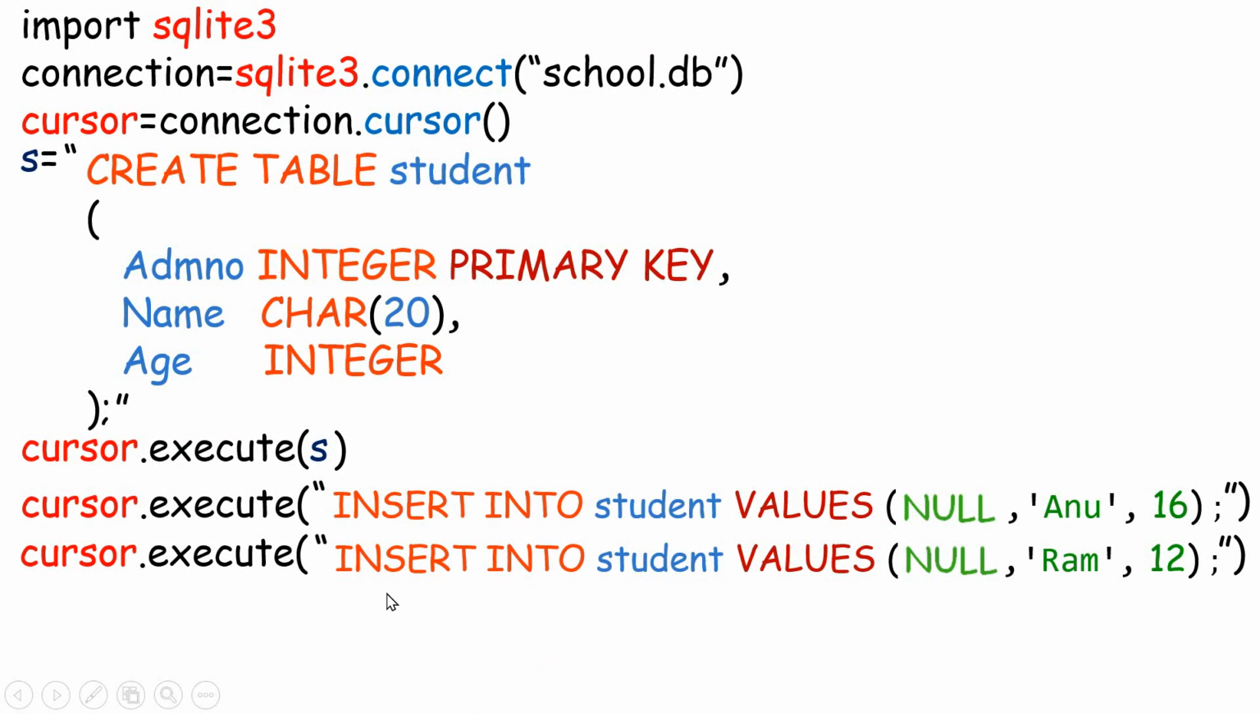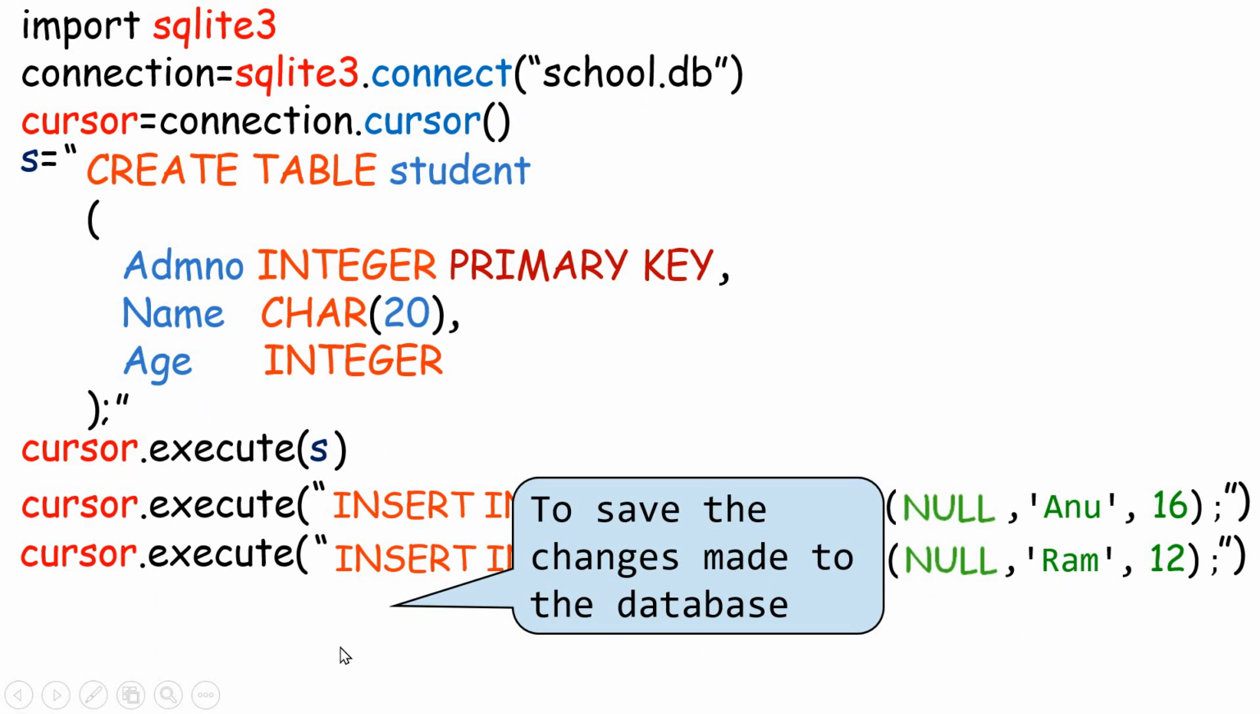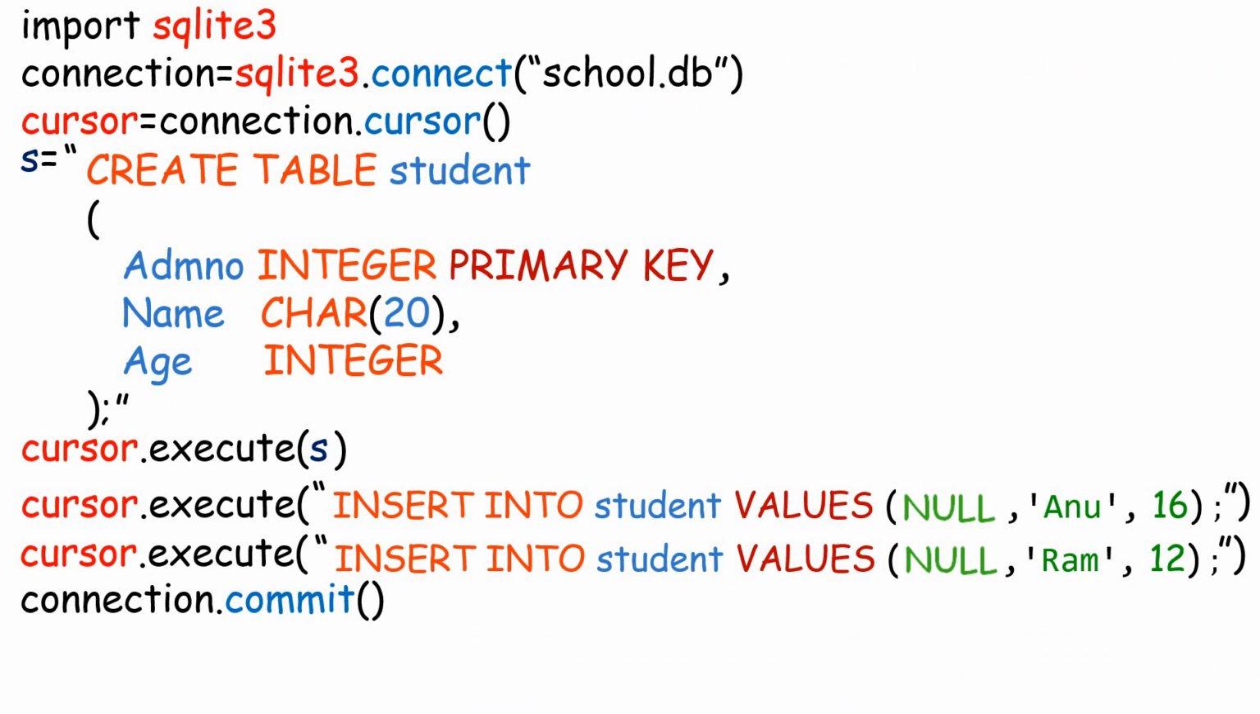After populating the table, to save the changes made to the database, you have to use the commit method, which is written as connection.commit(). And finally, you can close the database by giving connection.close(). This Python program creates a database called school.db, and then within the database creates a table with the name student, and in that table we have inserted 2 records.